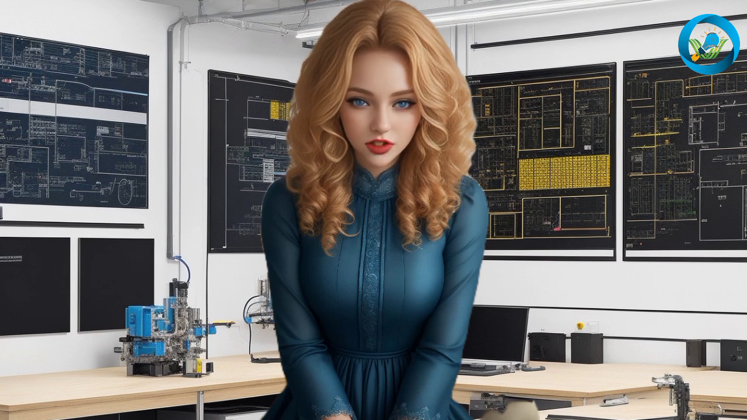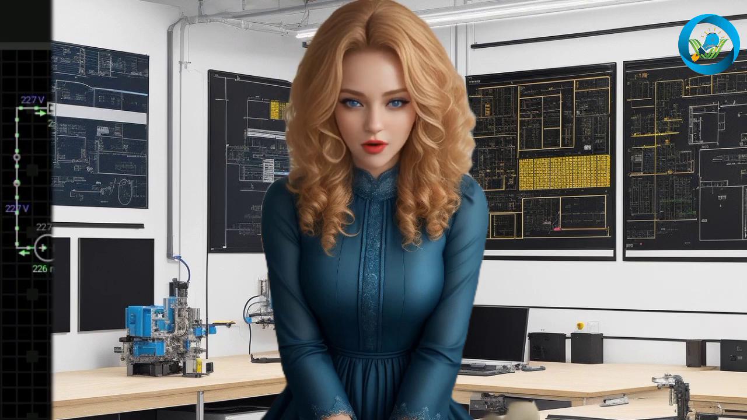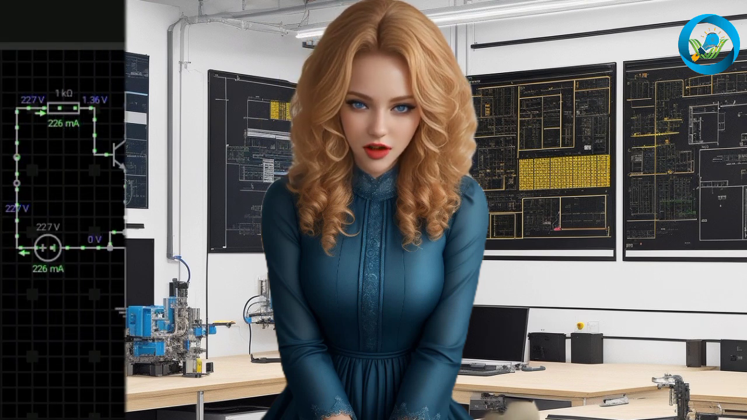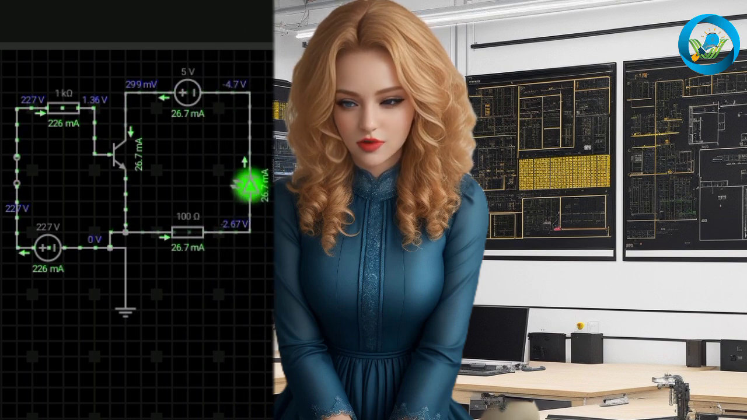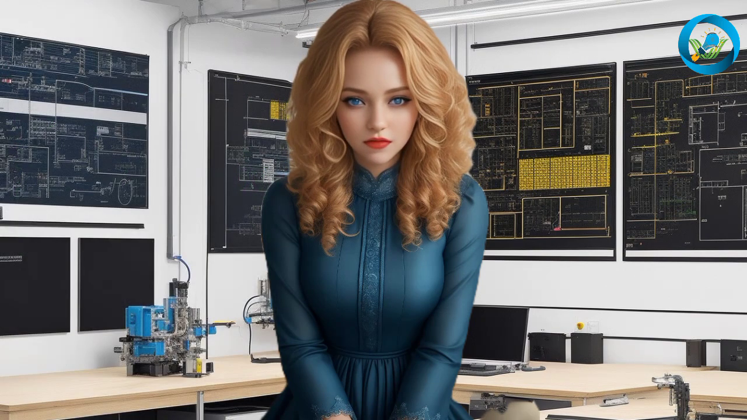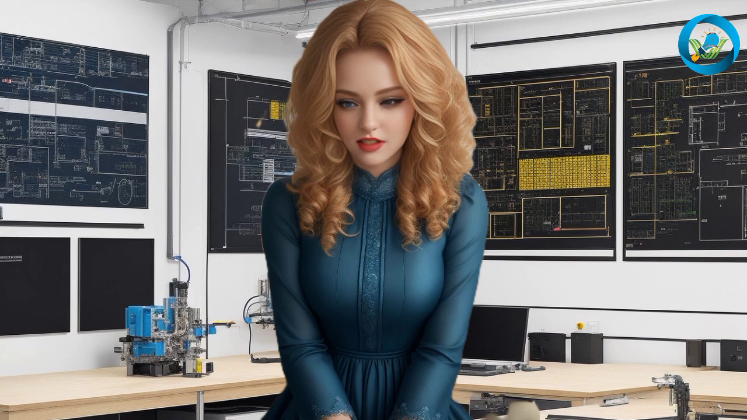In a simple way, a transistor can be thought of as a very tiny switch. When a small amount of voltage is applied to one of the transistor's terminals, it can turn on or off a much larger flow of current between two other terminals. This ability to control a large current with a small voltage is what makes transistors so important in electronics.